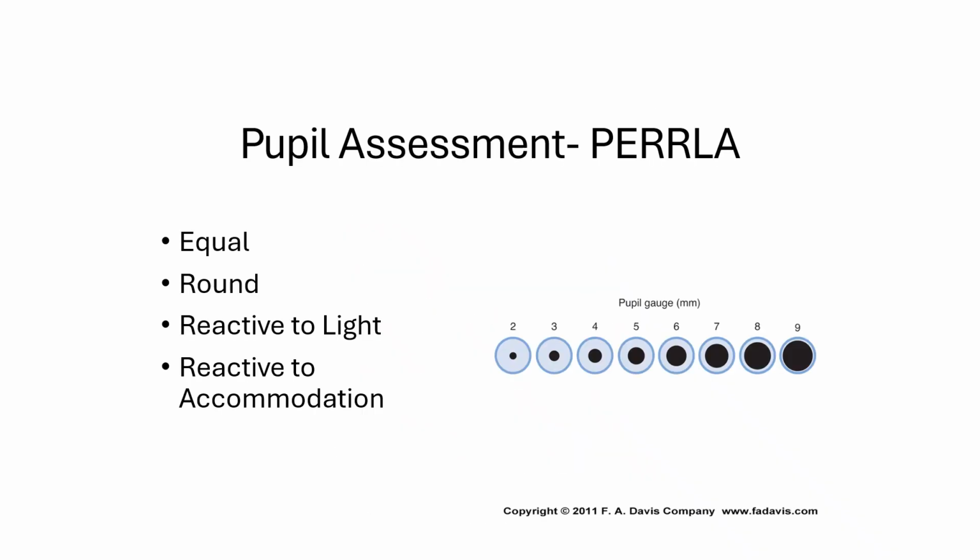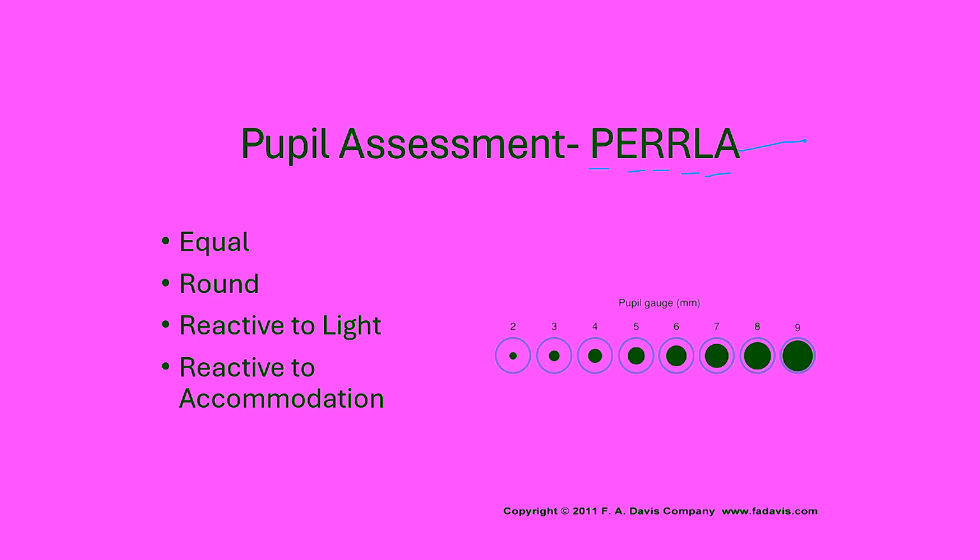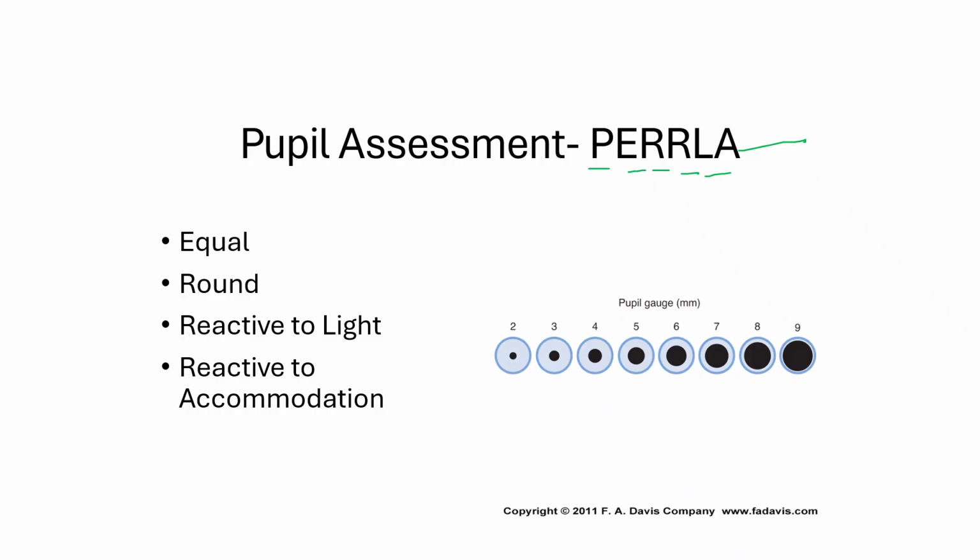So pupil assessment, this is just a quick review. PERLA stands for pupils are equal, round, reactive to light, and accommodate. So we check if both pupils are the same size, so pupils are equal. We check and see if they're reactive to light, so if they constrict with light, and we check for accommodation, which is if they adjust for near and far vision.